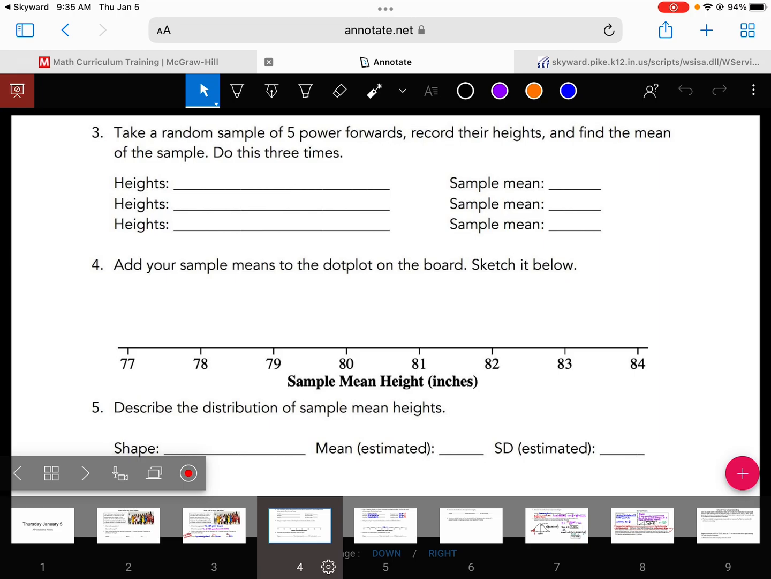Then you're going to pick up your random number generator again. You're going to pick out another sample of 5 power forwards. You're going to record their heights. You're going to find the mean. You want to make sure that you are selecting your sample randomly, which is why I asked you to grab a random number generator.